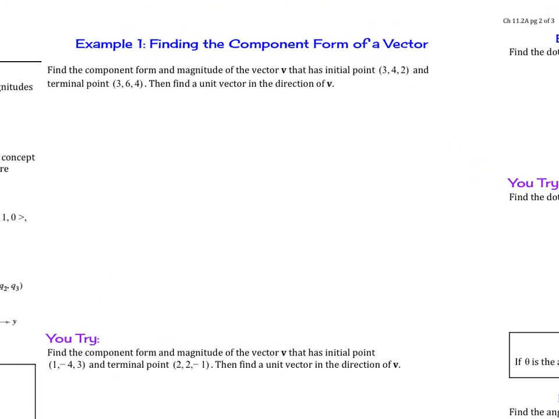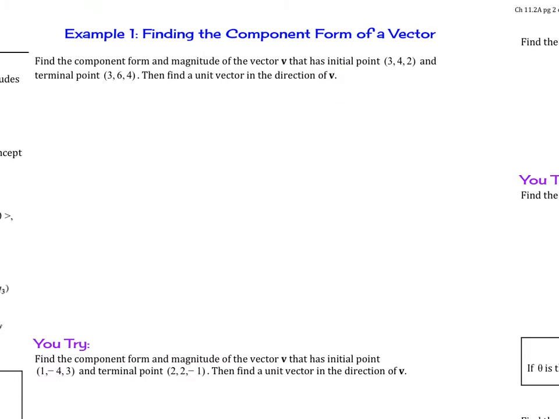So let's first find the component form of a vector. Find the component form and magnitude of the vector v that has initial point (3, 4, 2) and terminal point (3, 6, 4). Then we're going to find a unit vector in the direction of v. So remember that we're subtracting the initial point from the terminal point.